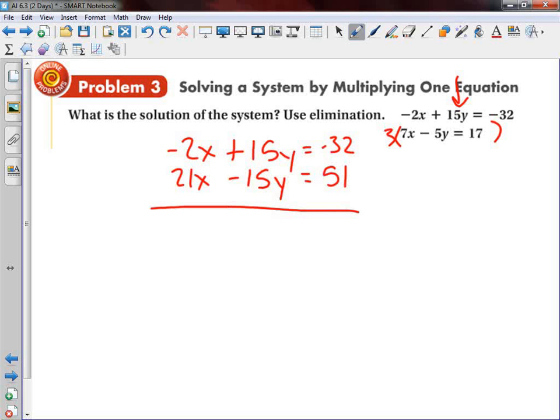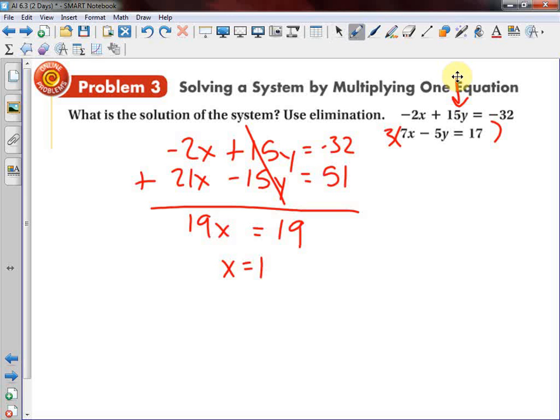Now that they line up and they have the same number with opposite signs, we can add them. That gives me 19x, the y's eliminate, and I get 19. Dividing by 19 on each side, I get x is 1. That's just one part of the solution.